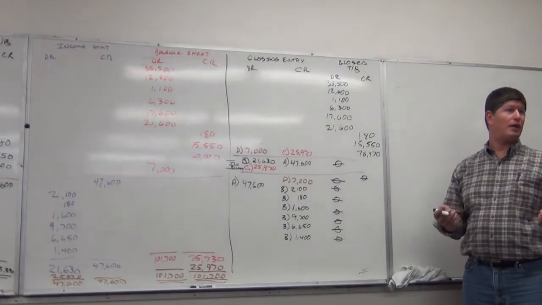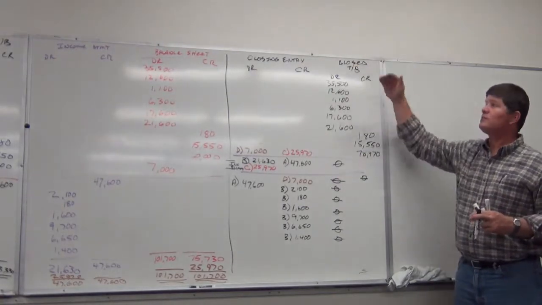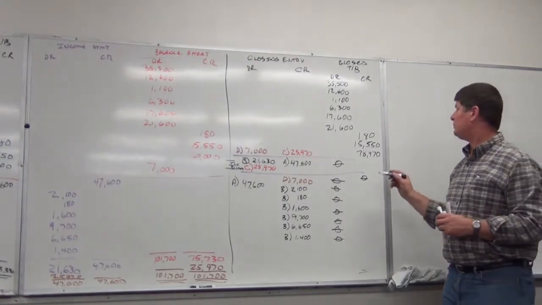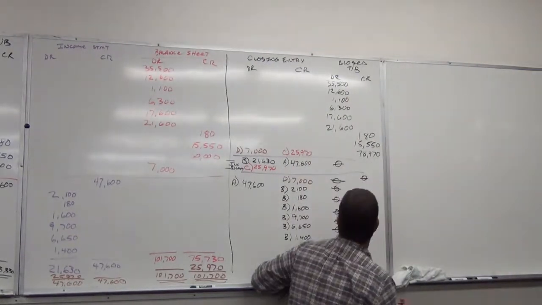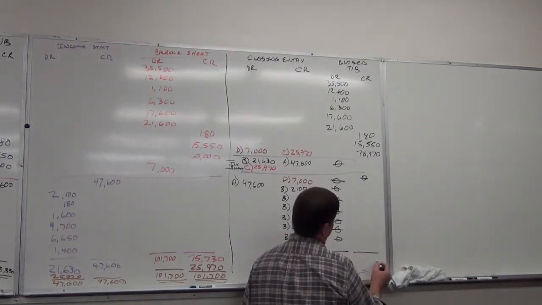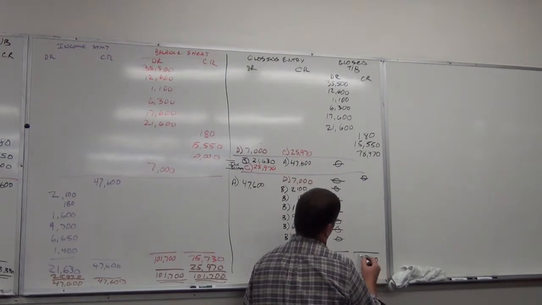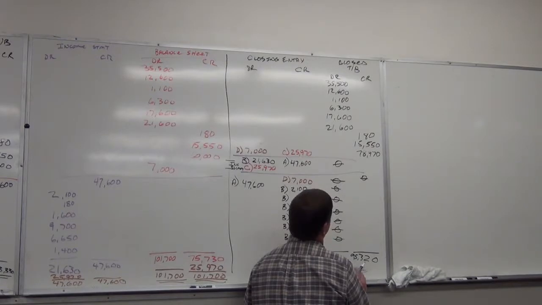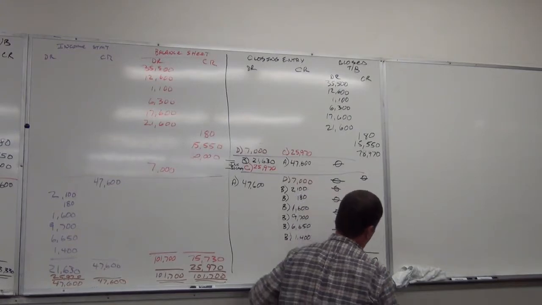So when you were done, if you were doing a post-closing trial balance, all you'd have are these permanent accounts up above, and you would come down here and show a total. And somebody just happened to know what those total. 95,320 I got. Anybody challenging my 95,320?